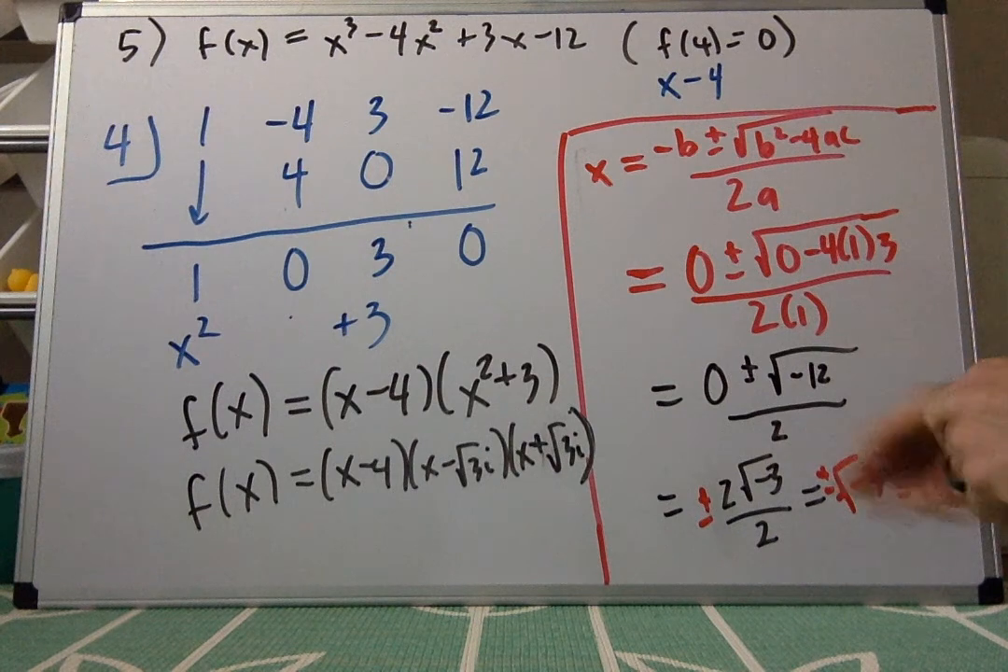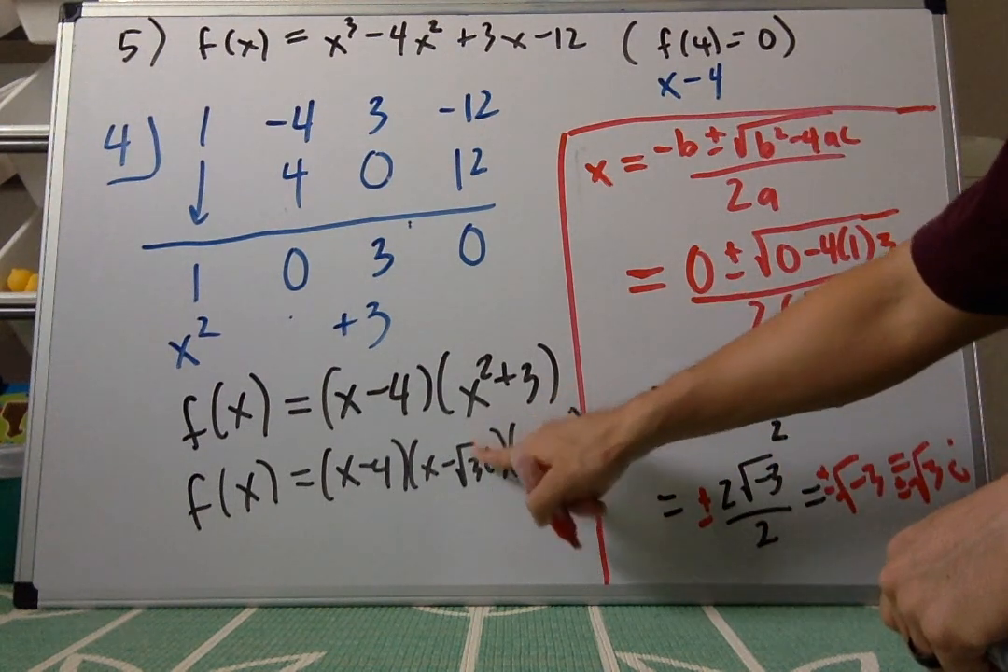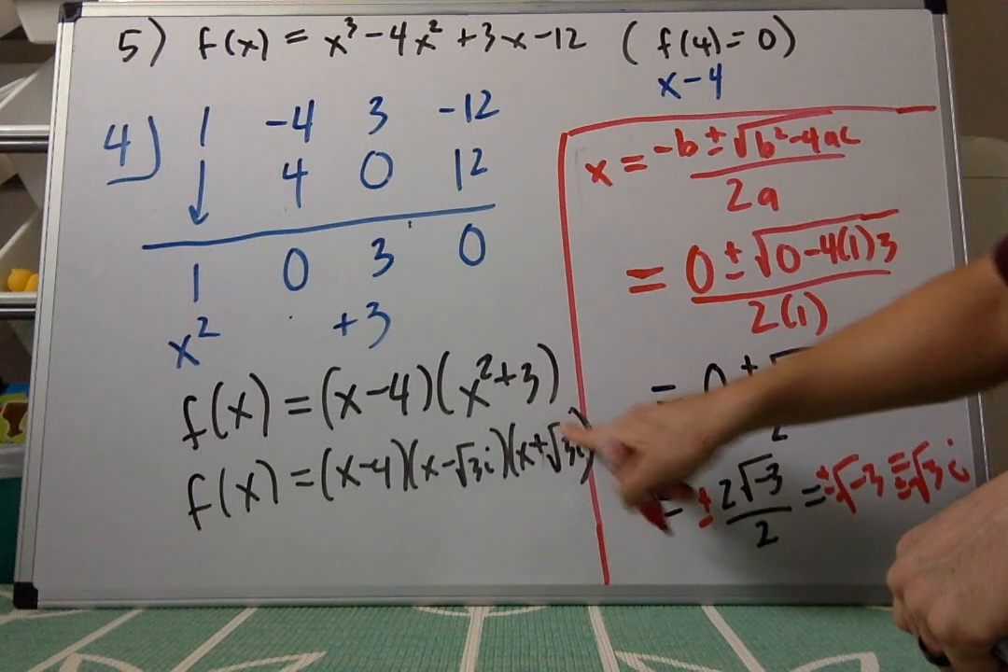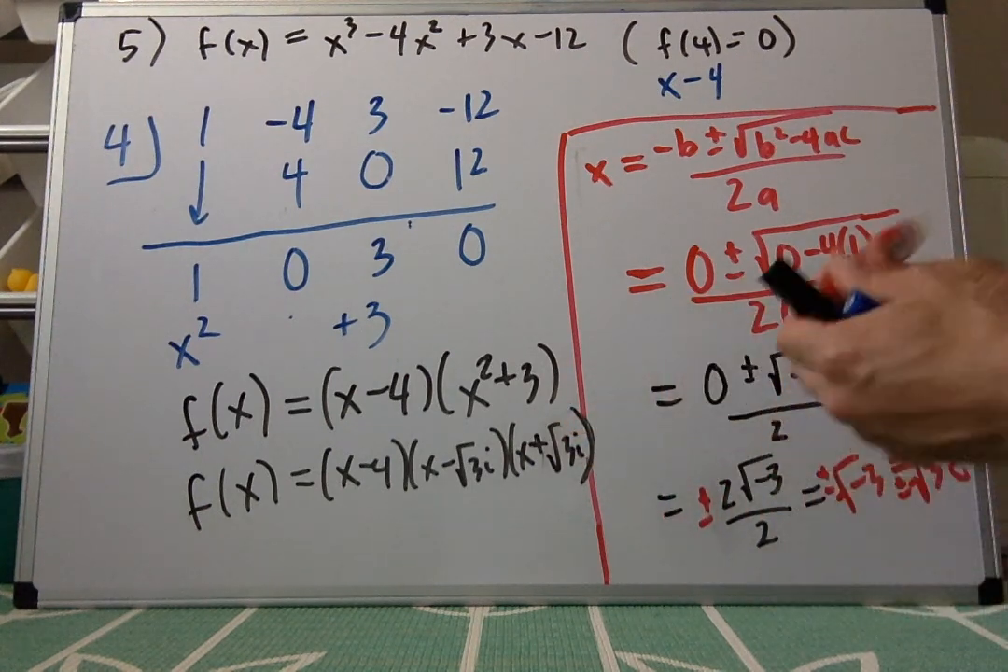By the way, guys, make sure that you're clear. This i is outside of the square root. It's not underneath the square root. Let me just be extra clear. That i is outside of the square root. Only the 3 is inside of the square root.